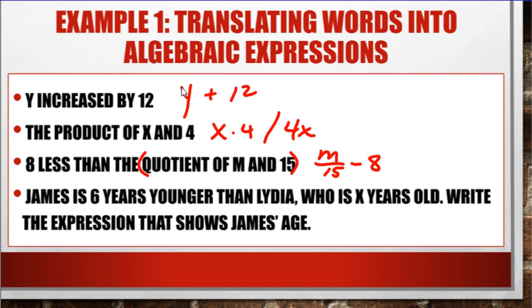And James is 6 years younger than Lydia, who is x years old. Write the expression that shows James' age. So if Lydia is x, and James is 6 years younger than Lydia, so Lydia's age, x minus 6, that's what James' age would be.